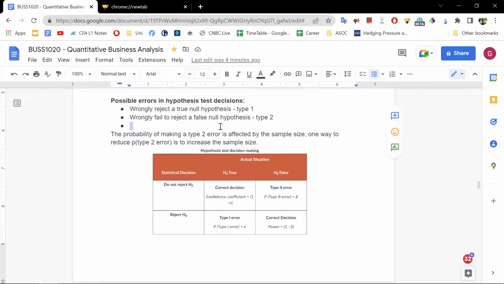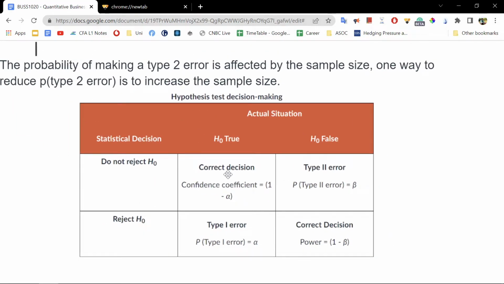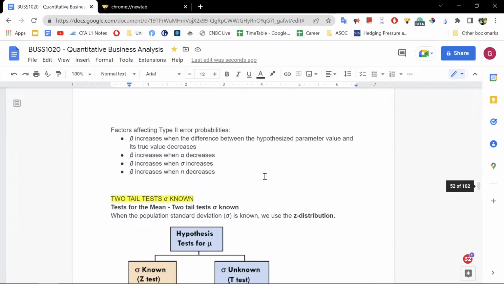All right, possible errors in hypothesis test decisions. Here we can see a table that handily illustrates our concept. If we do not reject H naught when H naught is true, that is the correct decision. However, if H naught is false, then we have committed a type 2 error. If we reject H naught when H naught is true, then we have committed a type 1 error. And if we have rejected H naught and H naught is false, then we have made a correct decision. Factors affecting type 2 error probabilities are right here, so just know that.